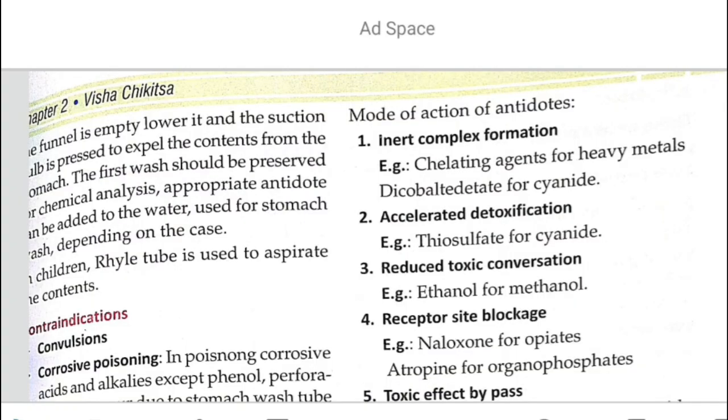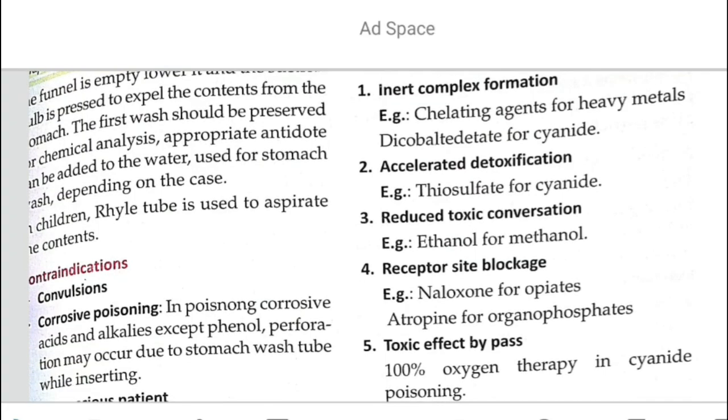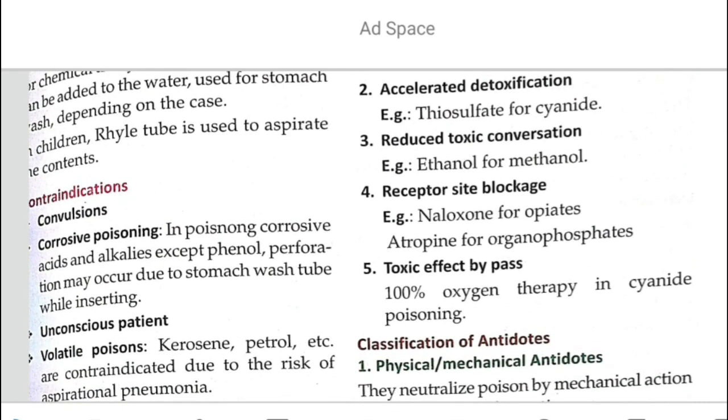Mode of action of antidote. First, inert complex formation, for example, chelating agents for heavy metals, dicobalt edetate for cyanide. Second, accelerated detoxification, for example, thiosulfate for cyanide. Third, reduced toxic conversion, for example, ethanol for methanol.